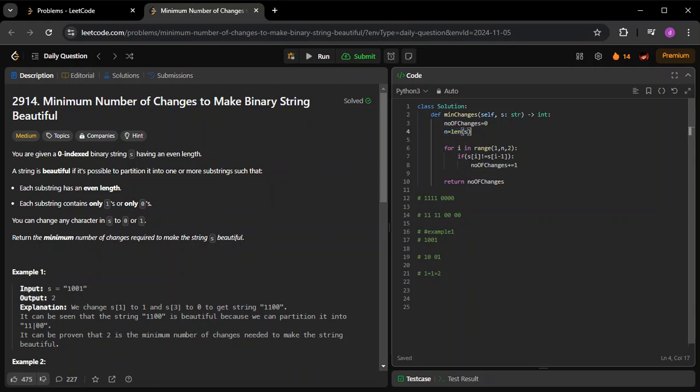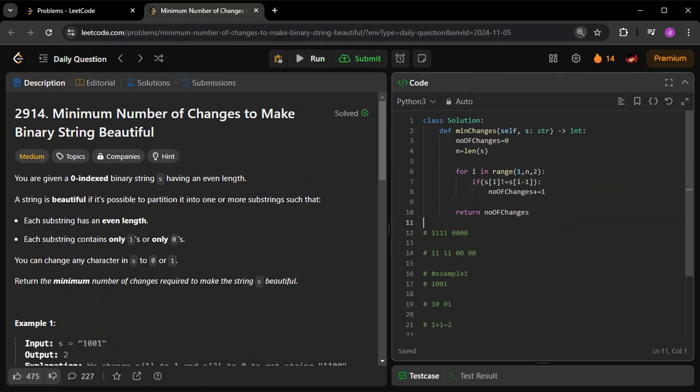Let me zoom in so that you can see better. See here what I'm doing. I'm starting from the first character and going till n minus 1, and I'm jumping by 2 every time, that is i equals i plus 2. So I go 1, then 3, then 5, 7, like that. I'm going over the odd indices.